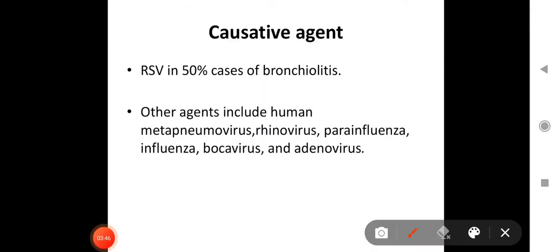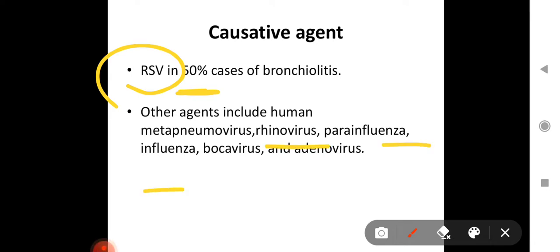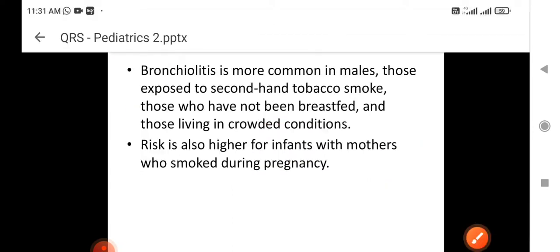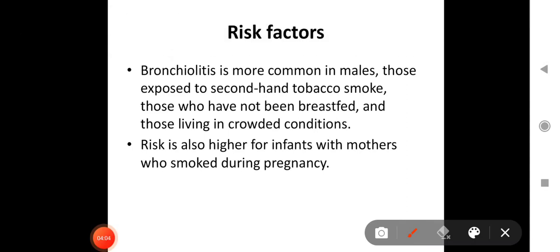About the causative agents, respiratory syncytial virus is seen in 50% of the cases of bronchiolitis, and other agents include metapneumovirus, rhinovirus, parainfluenza, influenza, Boca virus, and adenovirus. These are the agents, but the most common is RSV. Bronchiolitis is more common in males.